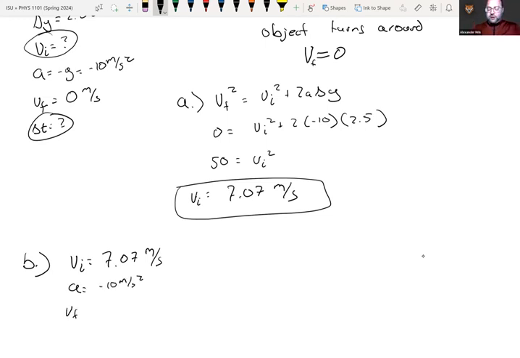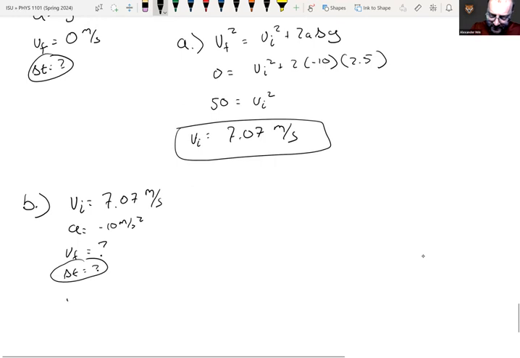Now, the interesting thing is that we don't know what v final is anymore. It was 0 in the previous case, but as a reminder, as soon as it gets to the top, it's going to start falling back down and it's going to pick up speed. So we don't know what that is anymore. So you got to be real careful with that one. All right. Now, delta t is what we are asked to find, which means we should be able to get delta y.